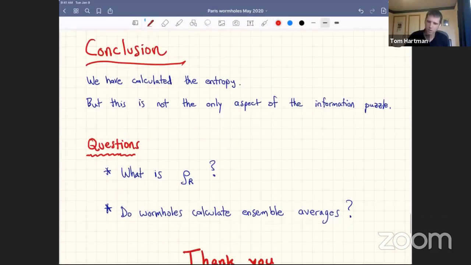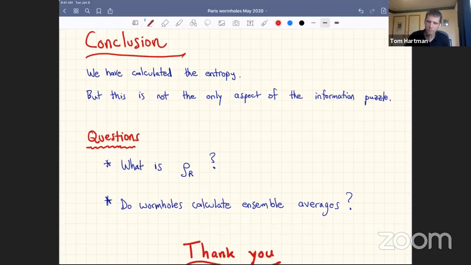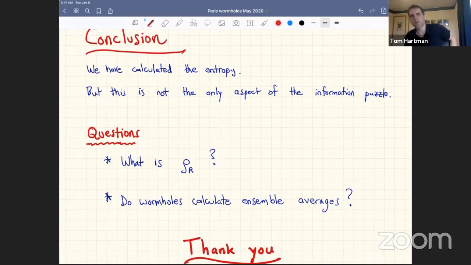Okay, so let me end there. As I've been stressing, we've calculated the entropy, and this is only one part of the information puzzle. This trick of going to Euclidean is somehow bypassing the details of really being able to describe how the density matrix evolves. We certainly can't calculate its matrix elements. I expect that you need an ultraviolet completion to do that, but maybe more can be said even in the low energy theory. So we don't know rho r.